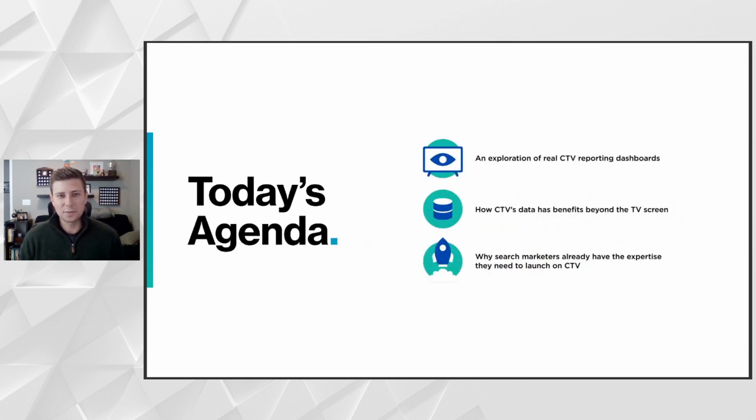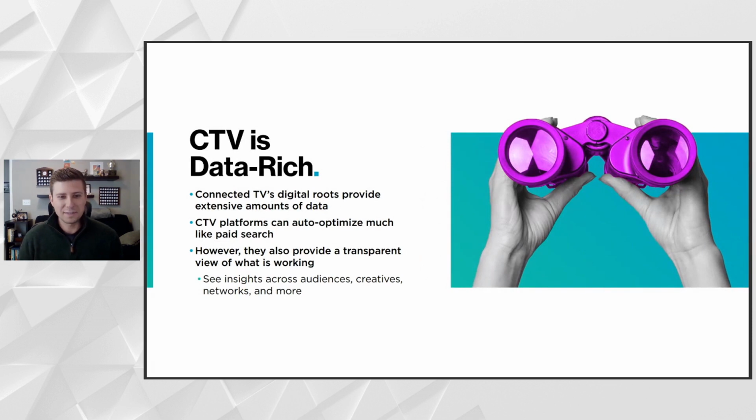So for today's agenda, we're going to take a look first at some of our real reporting dashboards. We're going to dive into some of the views that we provide and talk through why they can be helpful. Ultimately, we'll also talk about how you can take those learnings and insights and, as I mentioned, apply them outside of the connected TV space and outside of your campaigns on Mountain. And then also, I mentioned I'm a search marketer myself, why search marketers already have the expertise they need to launch connected TV campaigns on the Mountain platform. It's super simple. So we'll talk through that as well. All right, let's dive in.